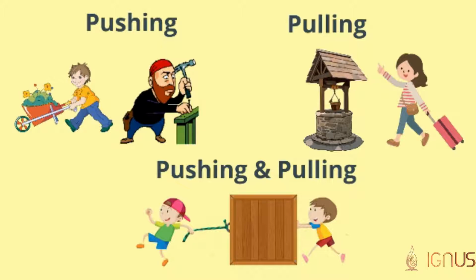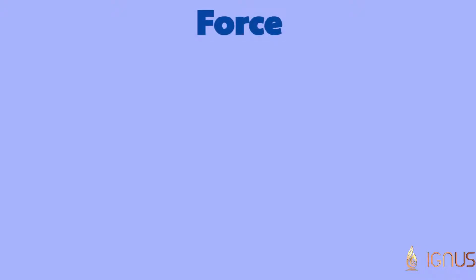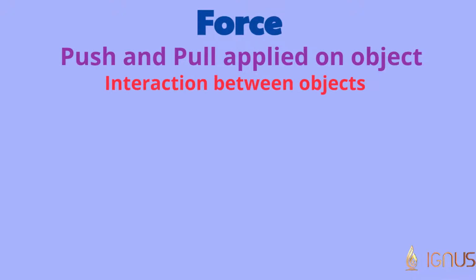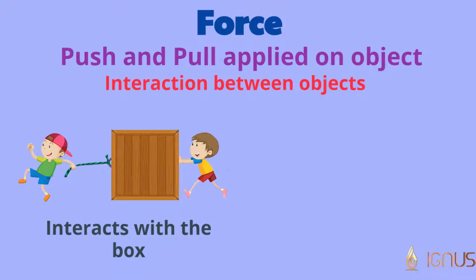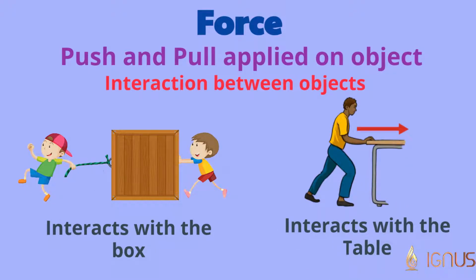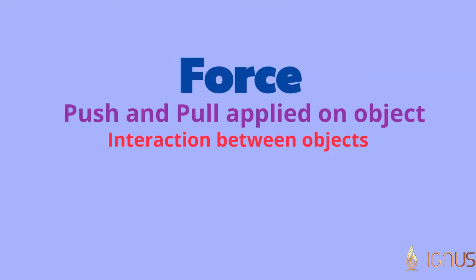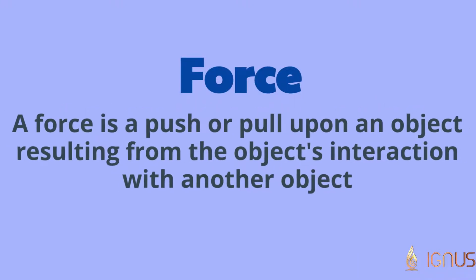At this point, we can say that forces are nothing but push or pull applied on objects. Forces are due to interaction between the bodies and objects. For example, in order to move the desk from point A to point B, he must interact with the desk. Therefore, force is nothing but push or pull of an object resulting from interaction between two objects.